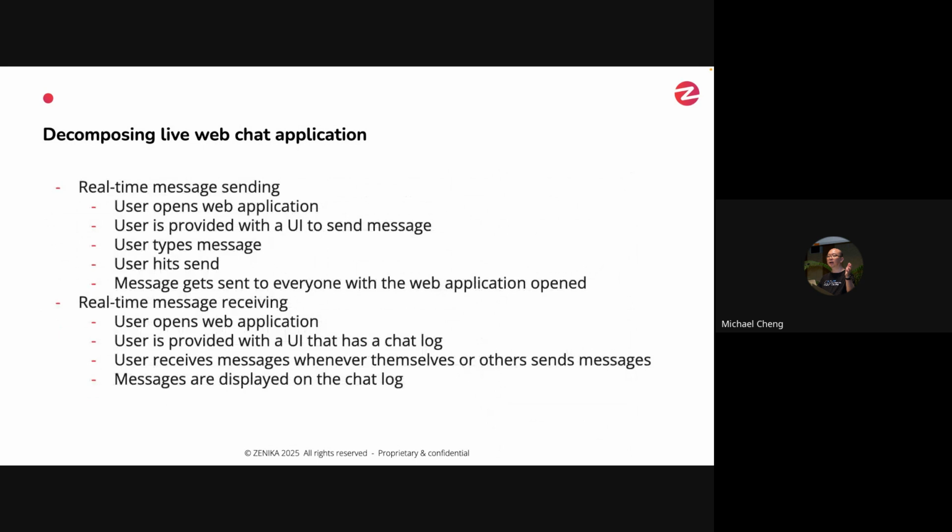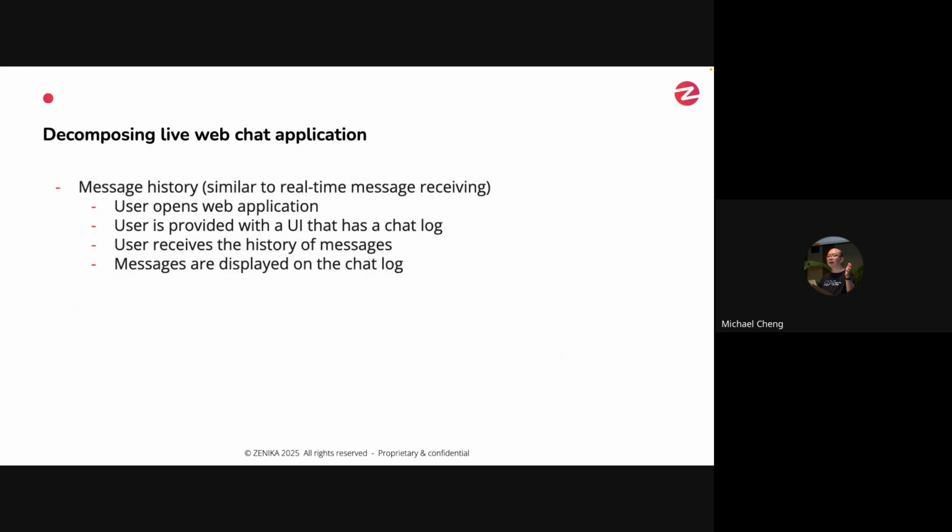So for example, let's say you open a web application, the user is shown a UI, and then types a message that gets sent to everyone, right? How do you receive messages, right? So this is how you would decompose them into all these certain parts.